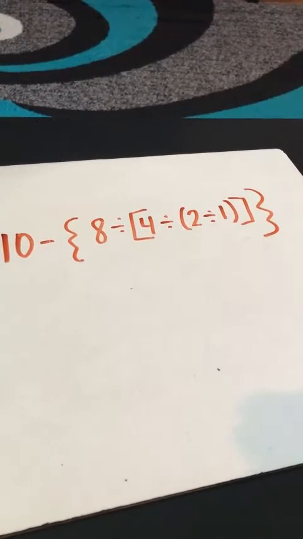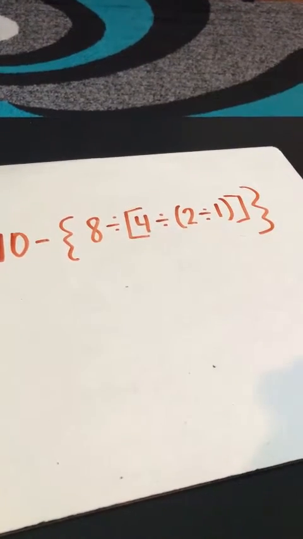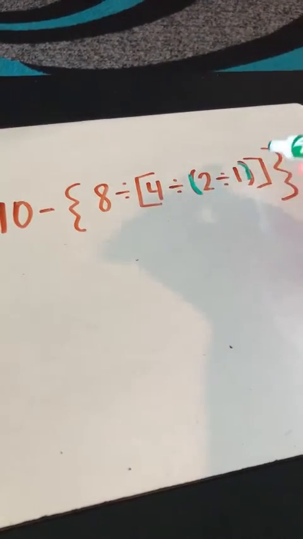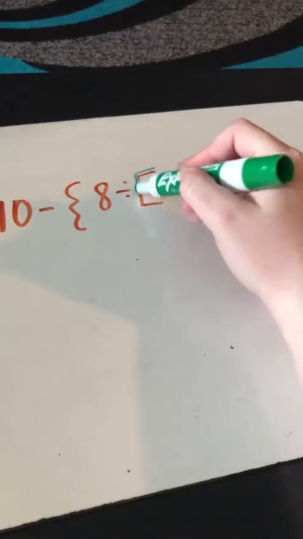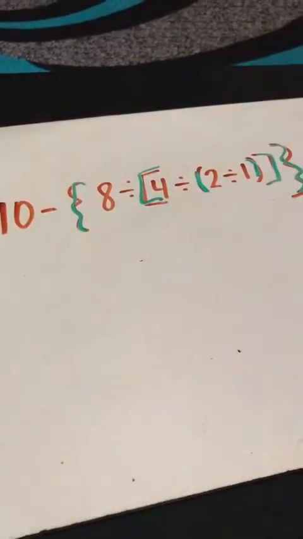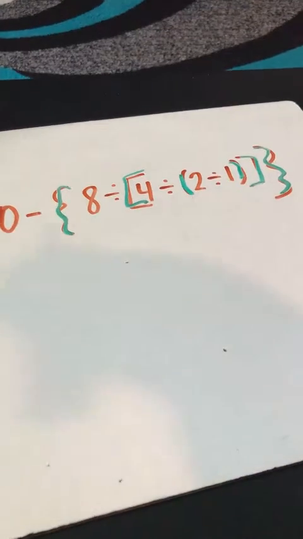Okay, so this one's even bigger than the one we did together. It has 3 sets of grouping symbols. We have our parentheses here, we have our brackets here, and then we have these squiggly guys on the outside. Okay, I don't know what those are called. I'm going to call them squiggly brackets.